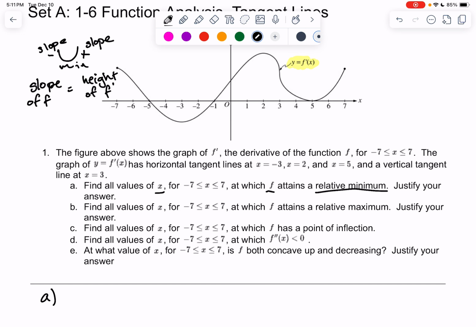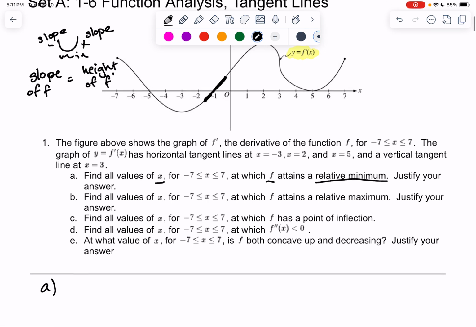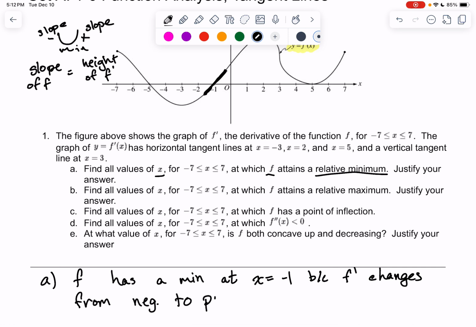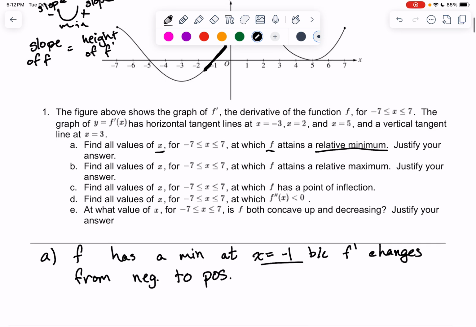Okay, and where does my height change from negative to positive? That happens here at -1. It doesn't happen anywhere else. There's no other place where we cross through the x-axis from negative to positive. So we'd say f has a min at x equals -1 because f prime changes from negative to positive. There we go. That's the answer, and we have our answer and our reason. So we have a claim and then a because.